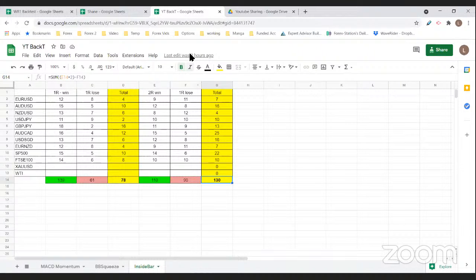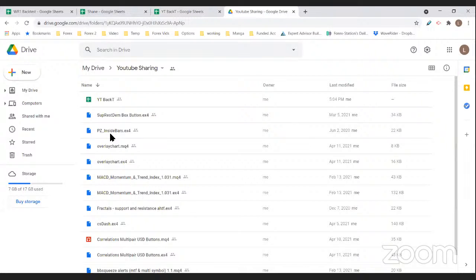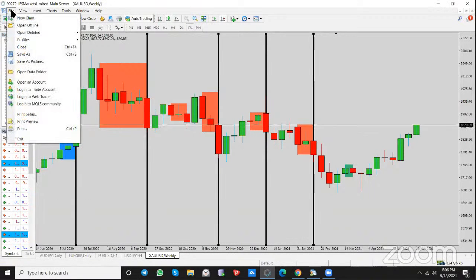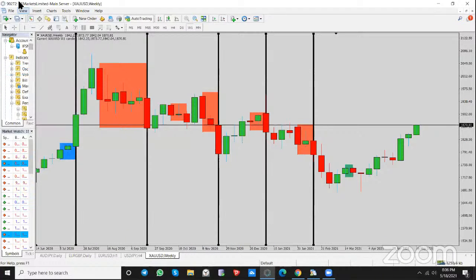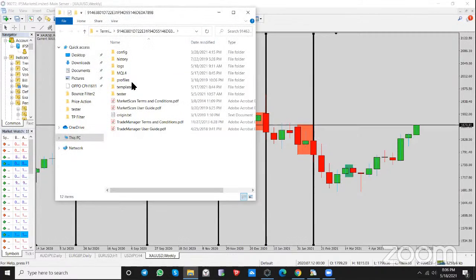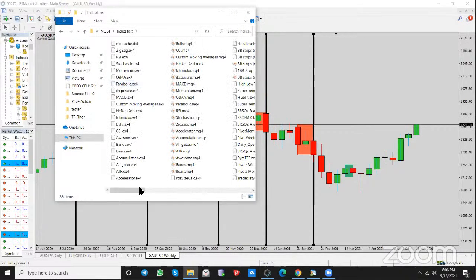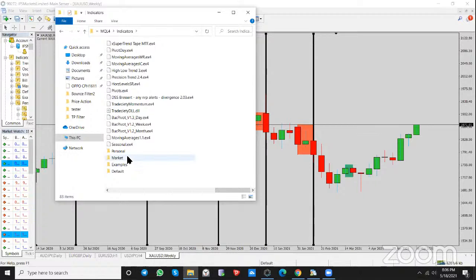Once you actually download this particular indicator, PZ, it's actually pronounced as Z or Z. I'm a bit confused myself. Okay, let me go to the charts. Yeah, so once you actually download it, where you should put it: go to File, Data Folder, MQL4, Indicators. Now, for me, all my custom indicators, I always put it under Personal.